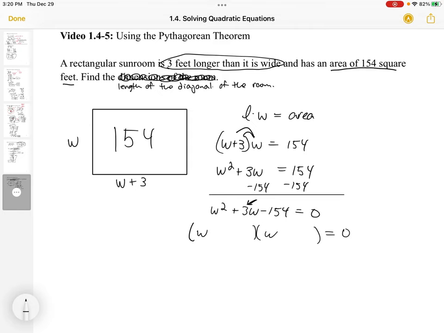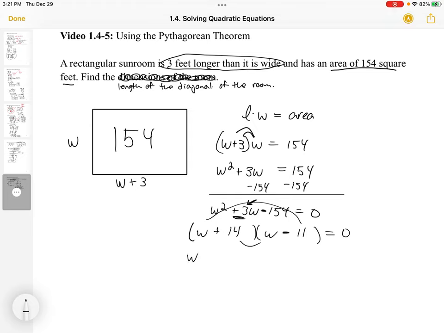So factors of negative 154: 14 times 10 is 140, so 14 times 11 is 154. I have a negative 154, so I know these are going to be opposite signs. I got a positive middle term, so I'm going to say the 14 is positive and the 11 is negative. You can check your outers and inners here, and you can see that we get the middle term. So now we factor this.